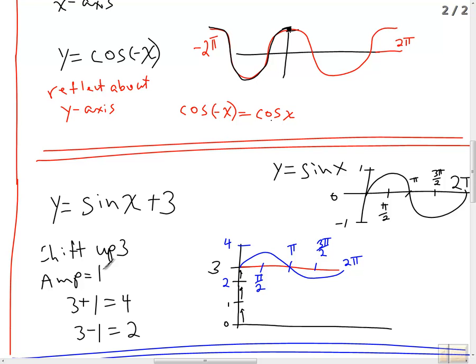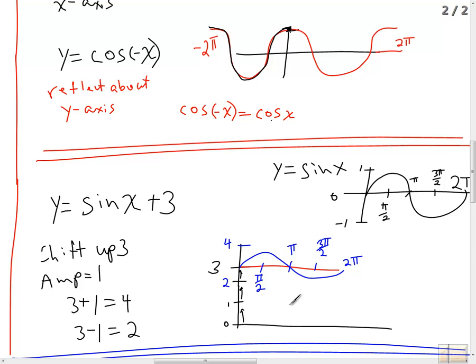And so our amplitude, we see there's nothing in front, so that has to be an amplitude of 1. And so that means that our baseline is 3, our amplitude is 1, so it's going to go up 1, so we add 1 to 3, that gives us a 4, and a minus 1, and it goes down to 2. So it's going to oscillate. Our baseline is at 3, but it's going to oscillate between 4 and 2.